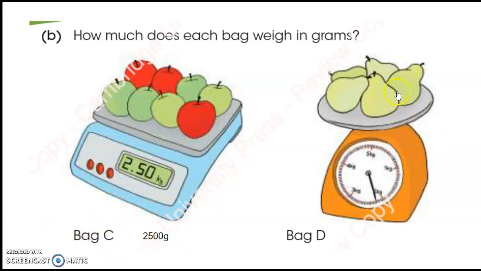Now bag D, see there are 5 pairs here, and it is 2 kg. Look at your own learner's book because the picture here is a bit blurred. You can see that it's pointing at 2.2. 2 and 2, okay, 2 kg and 200 grams. So if it is 2 kg and 200 grams, how many grams would it be? It would be 2200 grams. Write down.